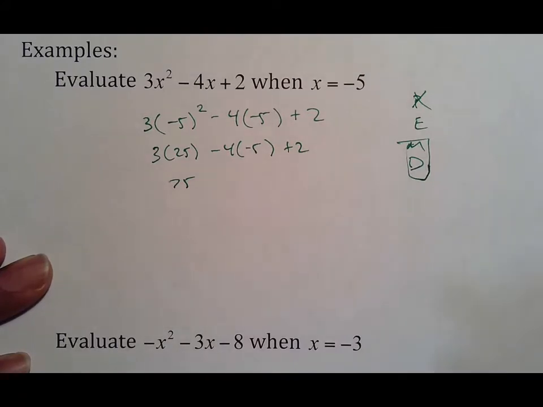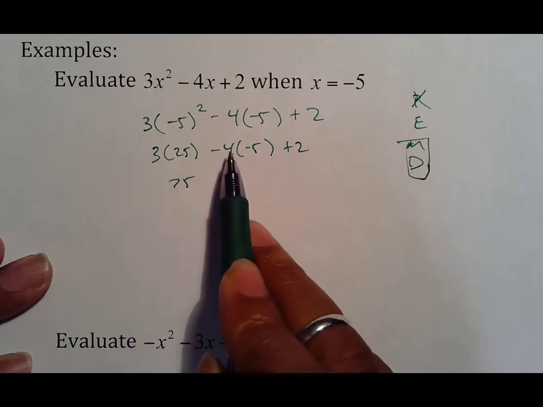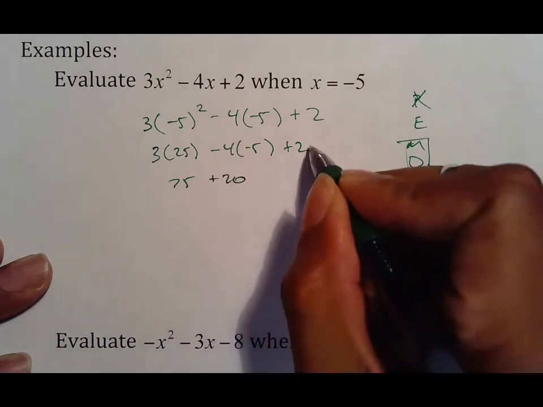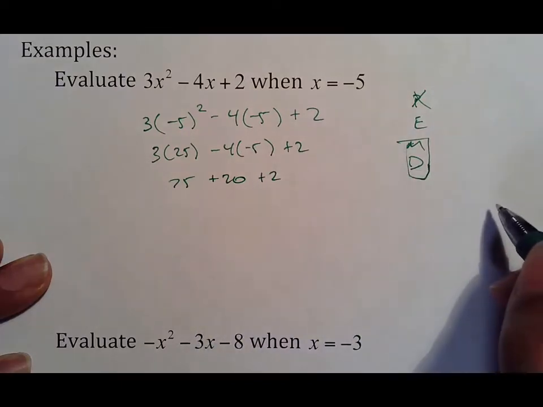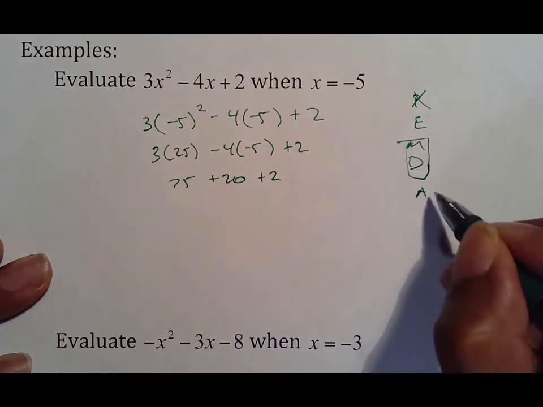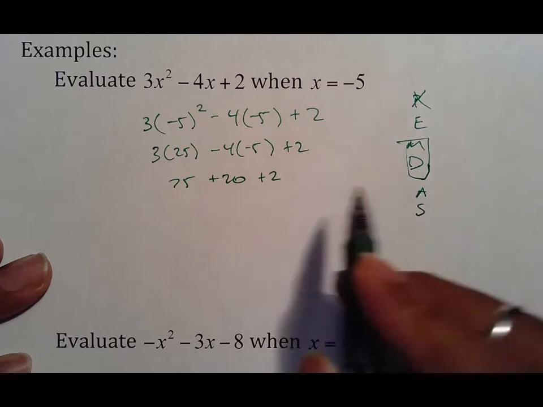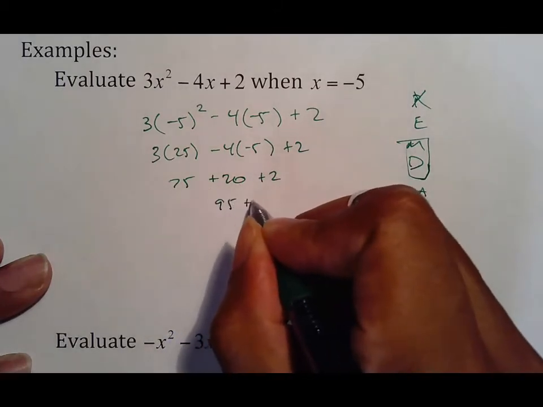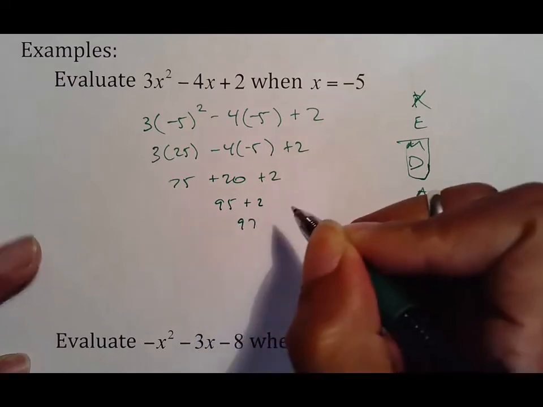Here though, be careful, because remember this is negative 4 times negative 5, which is actually a positive 20 plus 2. And then you'll do all of your addition subtraction in order. Again, I wouldn't do it all together, so 75 plus 20 is 95 plus 2, which is 97 as your final answer there.